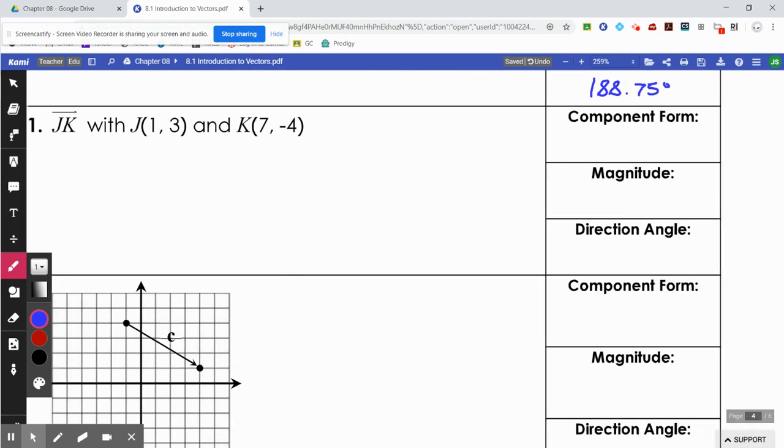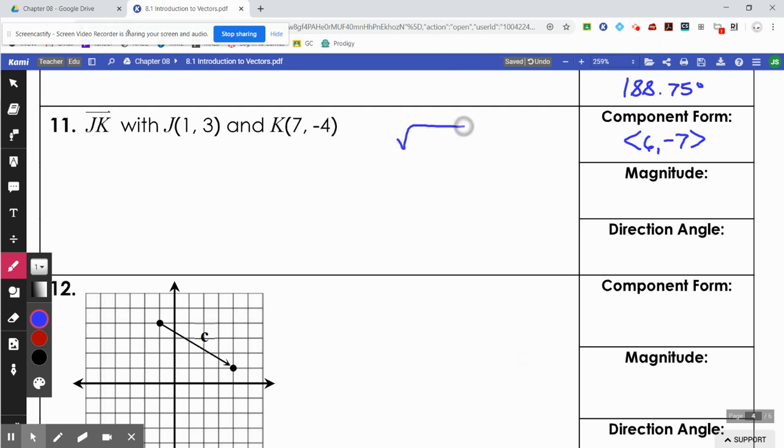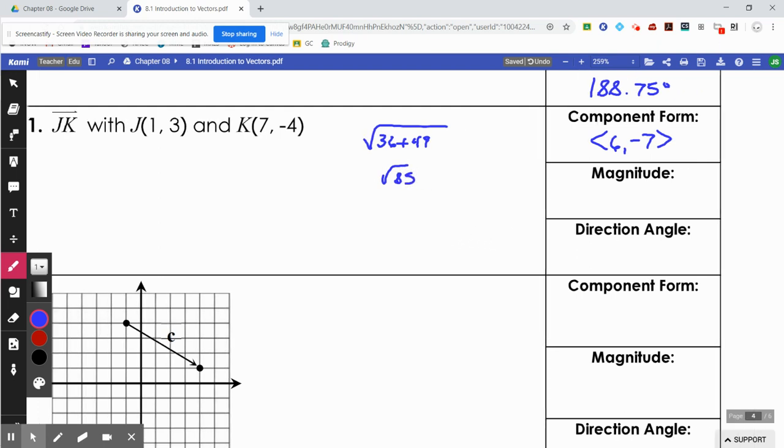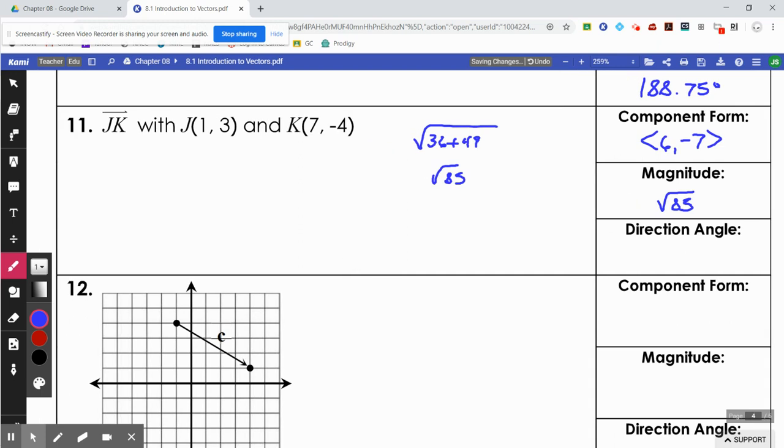Number 11, same thing. Component form, x minus x will be 6. Y minus y gives you -7. The magnitude will be the square root of a squared plus b squared, which will be the square root of 85. And I do not think that simplifies, but you could, again, write the decimal form.